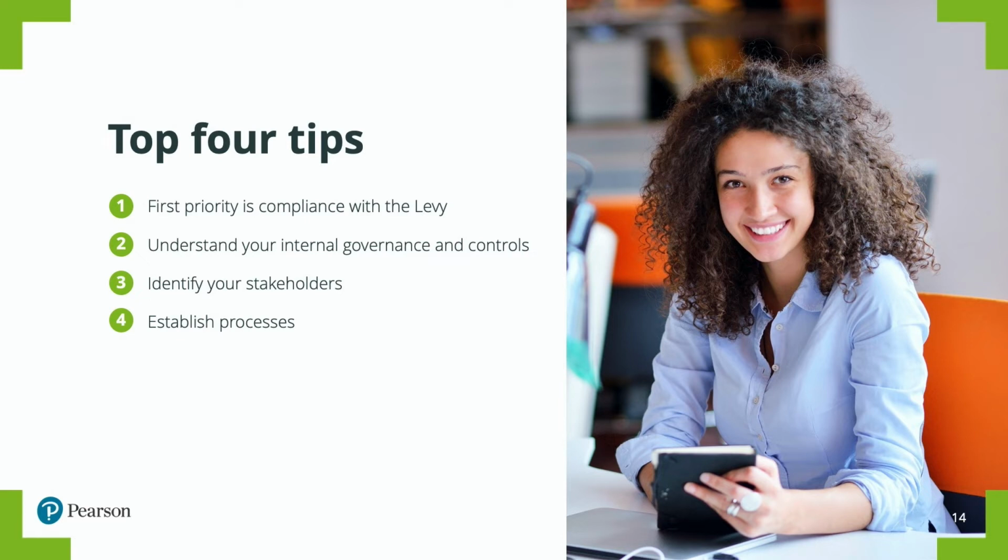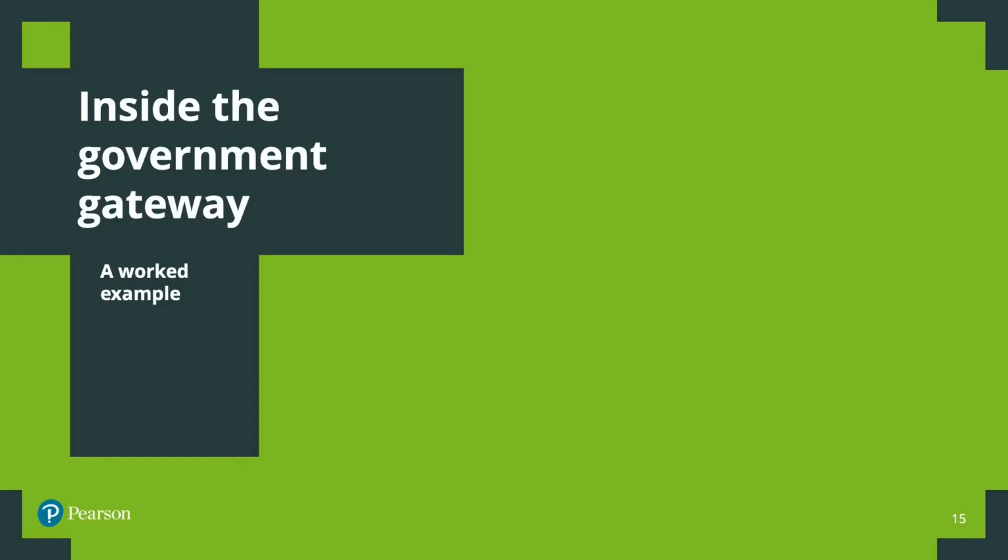Number 2, understand your internal governance and controls, which will have an impact on how you structure your program. Number 3, identify your stakeholders. And going in hand with this is number 4, establish processes. Develop a RACI matrix so it's clear who is responsible, accountable, who is consulted and informed in respect of activities associated to the running of an apprenticeship program.